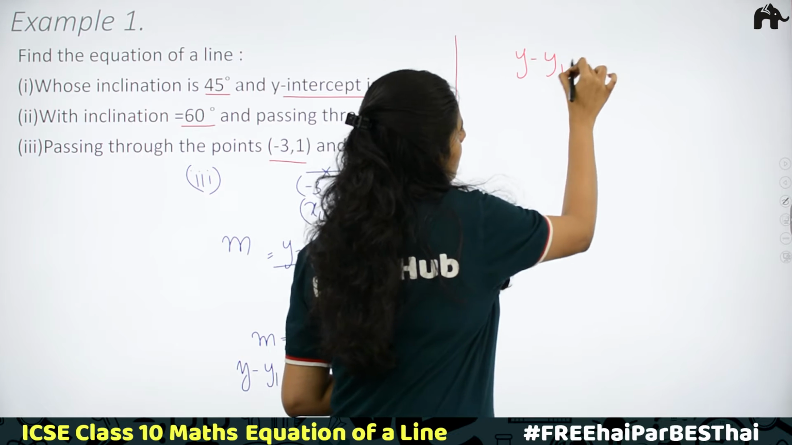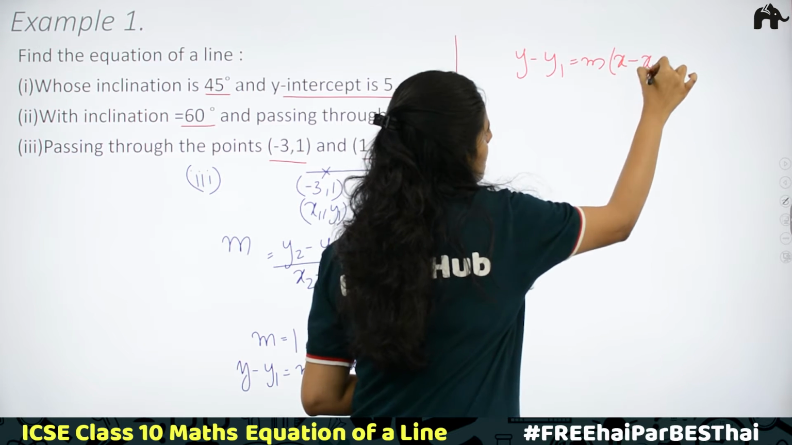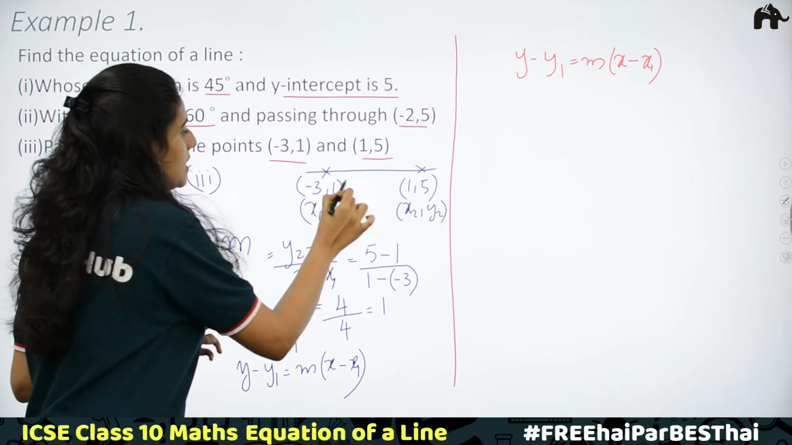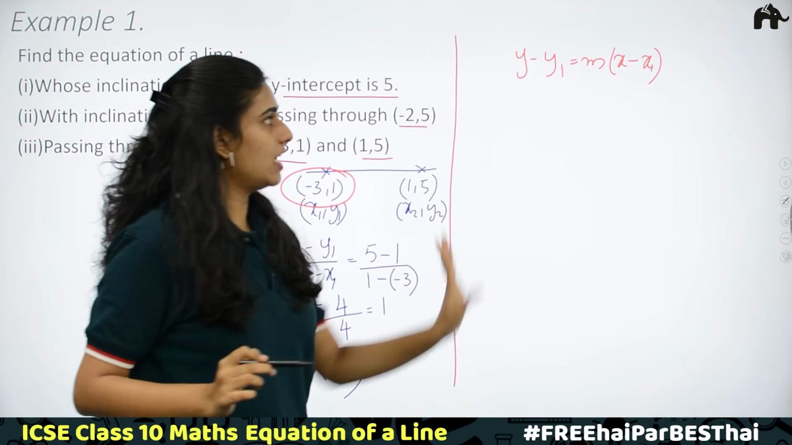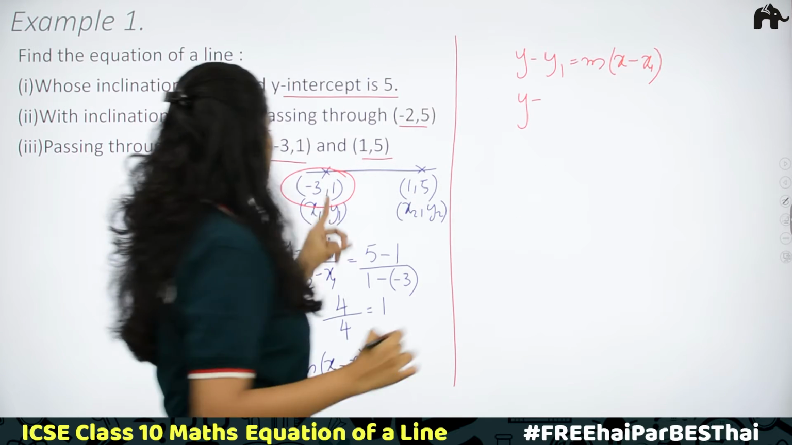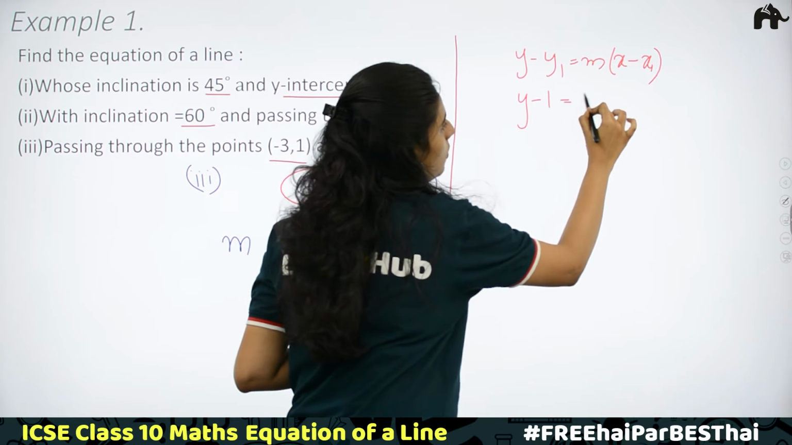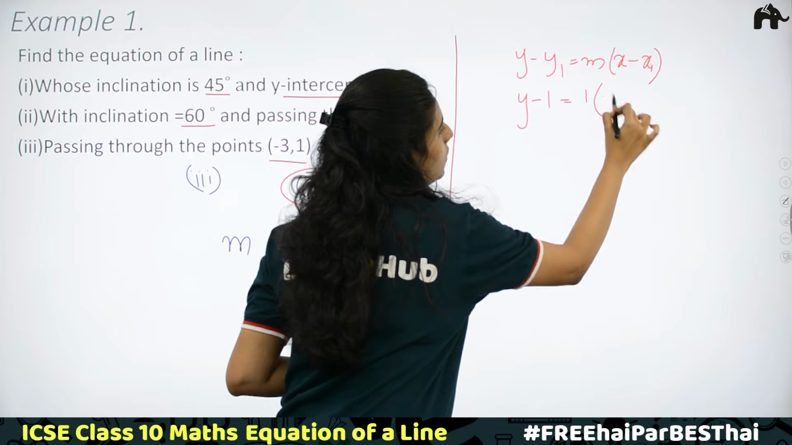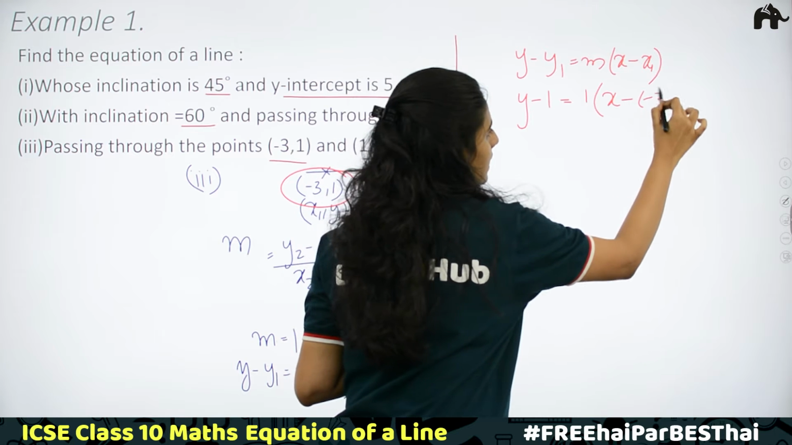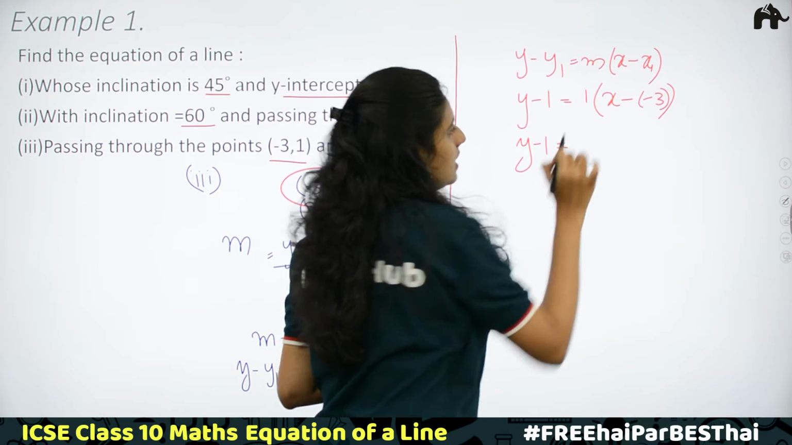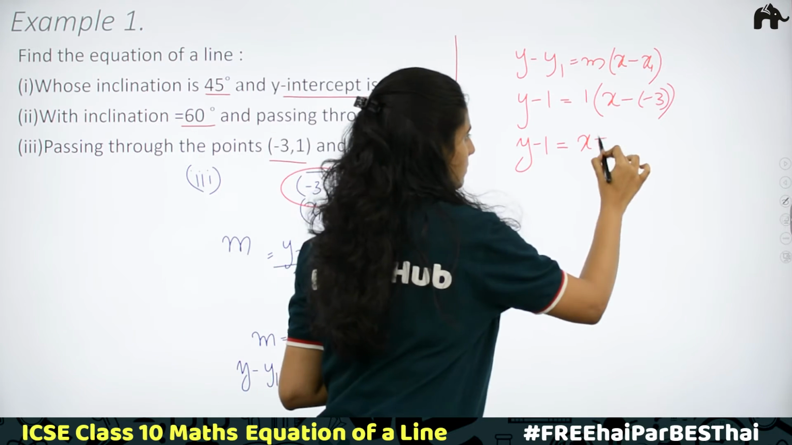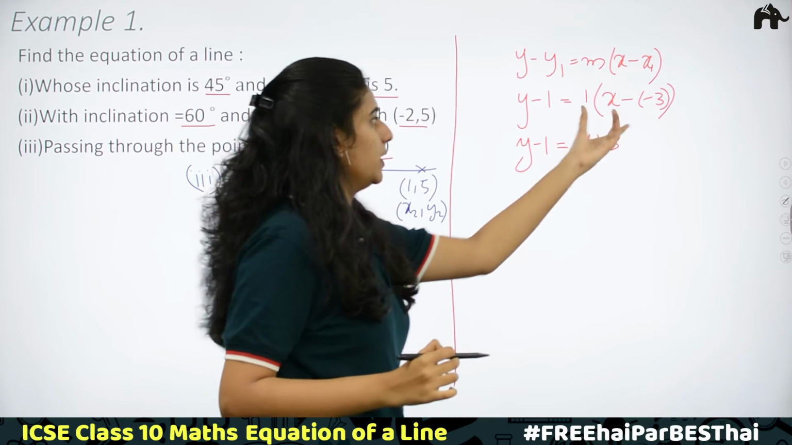Y minus y1 is equal to m into x minus x1. So, here we have taken x1, y1 points. We will be substituting these values in place of x1 and y1. We have determined the value of m is equal to 1. That is, y minus y1, which is 1, is equal to m, 1, into x minus x1. The value of x1 is minus 3. That is, y minus 1 is equal to x minus of minus 3, which is plus 3. Here we have into 1, you will be getting the same value.